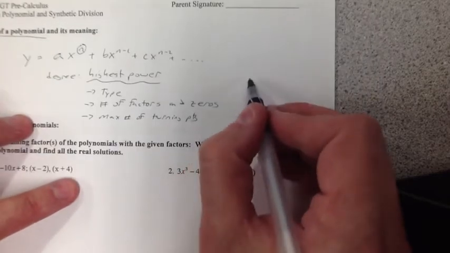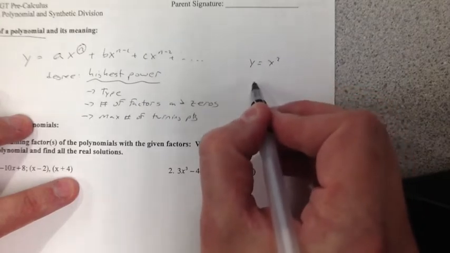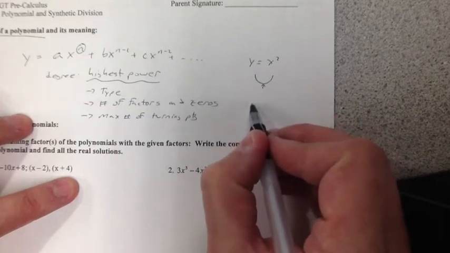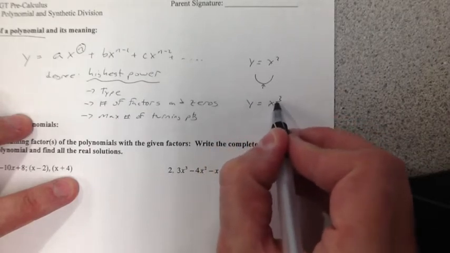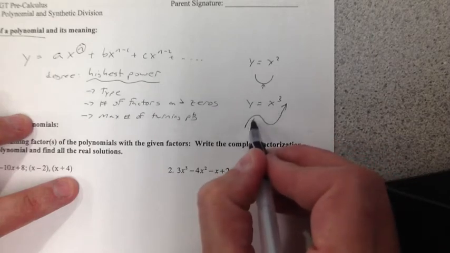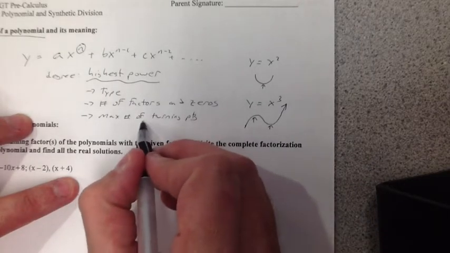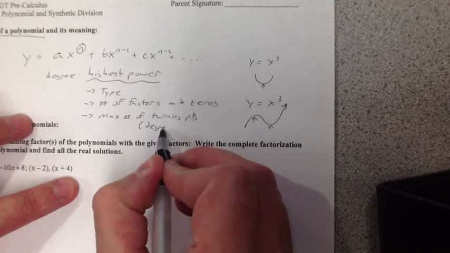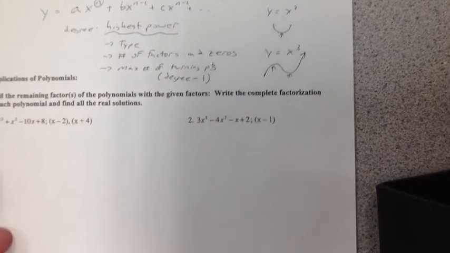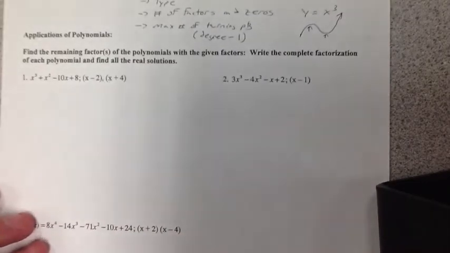And what I mean by a turning point is if I have y = x squared, it's a parabola. It has one turning point. A function like x cubed looks maybe something like this. It will have a maximum of 2 turning points. So to get the maximum number of turning points, we take the degree minus 1. And that's how we determine turning points. Very simple to do.